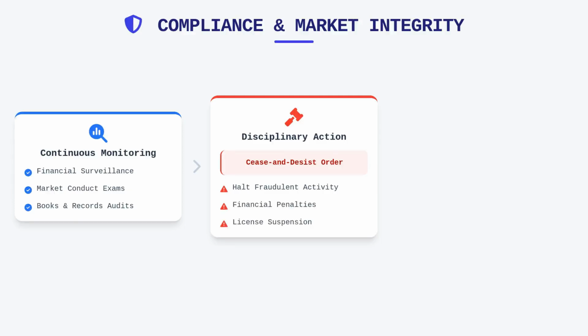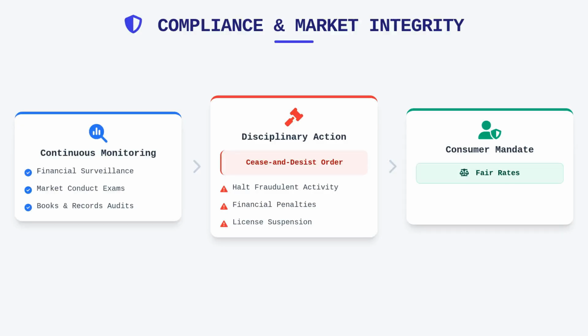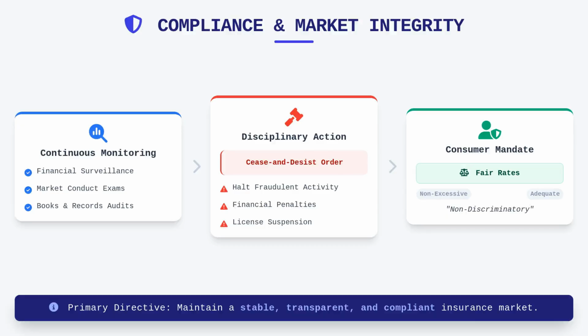or total license suspension. Furthermore, the Commissioner has a strong consumer protection mandate, ensuring that property and casualty rates are neither excessive, inadequate, nor unfairly discriminatory. Through these combined mechanisms of administrative oversight, disciplinary action, and rate regulation, the office fulfills its primary directive to maintain a stable, transparent, and compliant insurance market.